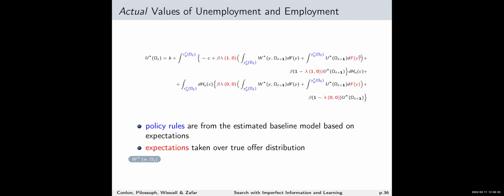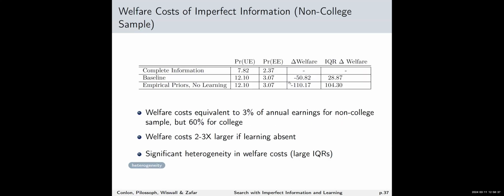This is the same thing as simulating an economy with the old policy rules, but with the true offer arrival probabilities and values governing whether people get offers and the values of offers they receive. It's just that this is like an ex-ante calculation. So this is going to give us what welfare is in the world with imperfect information, and then we can compare it to the world with perfect information, which would just be the case where the omega t's actually align with the underlying truth. So that's basically what we do in the paper.